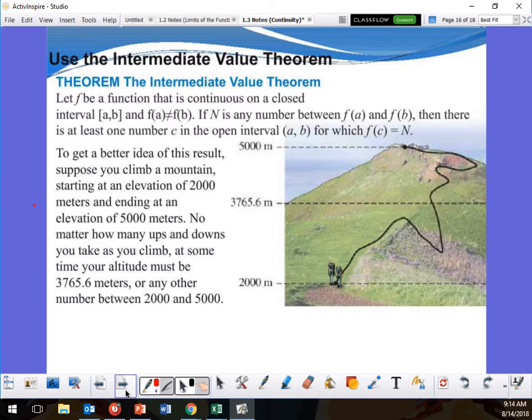Okay? So, to get a better idea of this result, suppose you climb a mountain starting at an elevation of 2,000 meters. That's where we are here. Okay, ending at an elevation of 5,000 meters. Okay, there's my A, there's my B. No matter how many ups and downs that you take as you climb, sometime your altitude must be here. Somewhere, some way, it has to be there. Or any other number between there and there.